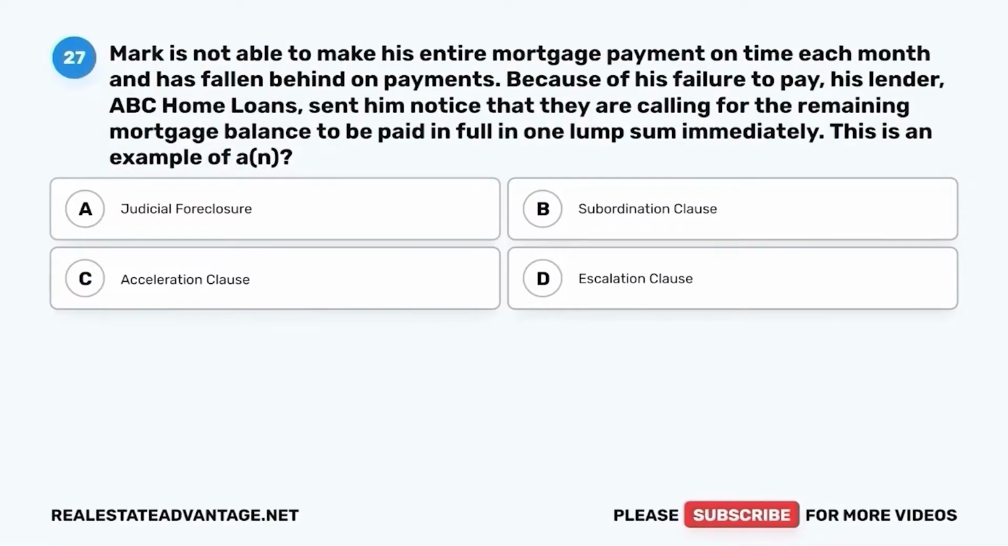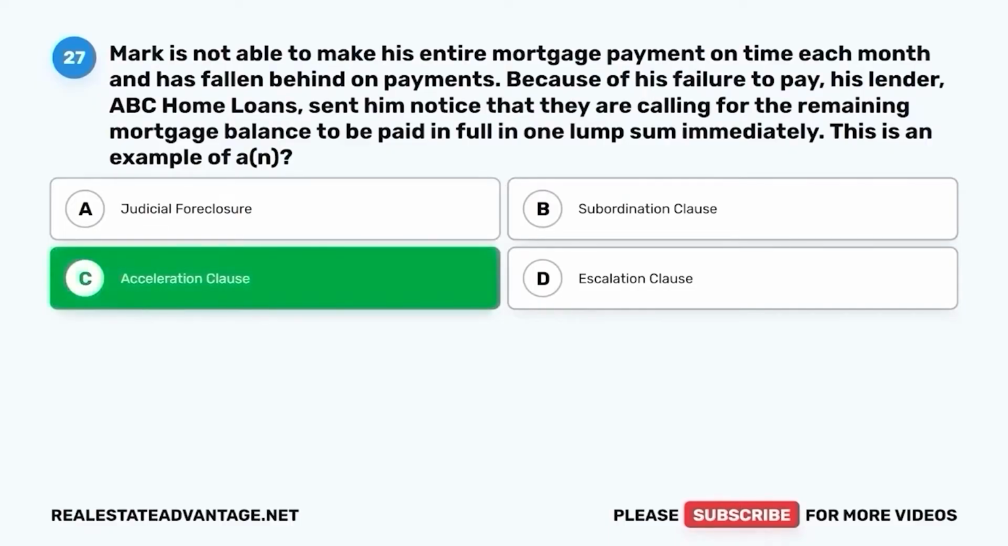Question 27. Mark is not able to make his entire mortgage payment on time each month and has fallen behind on payments. Because of his failure to pay, his lender, ABC Home Loans, sent him notice that they are calling for the remaining mortgage balance to be paid in full in one lump sum immediately. This is an example of A. Judicial foreclosure, B. Subordination clause, C. Acceleration clause, D. Escalation clause.